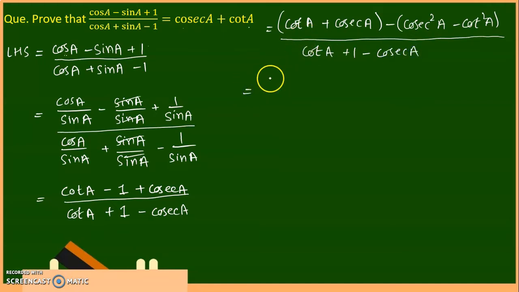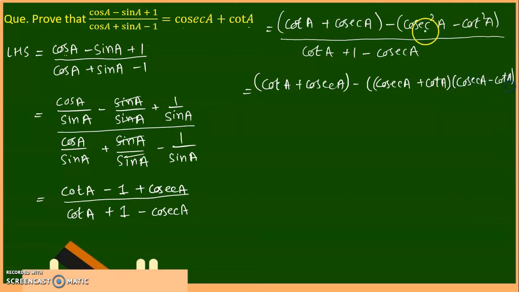So here this is cot A plus cosec A minus this cosec square A minus cot square A, that can be written as cosec A plus cot A multiplied by cosec A minus cot A. That is, A square minus B square becomes A plus B, A minus B. And in the denominator, your cot A plus 1 minus cosec A.